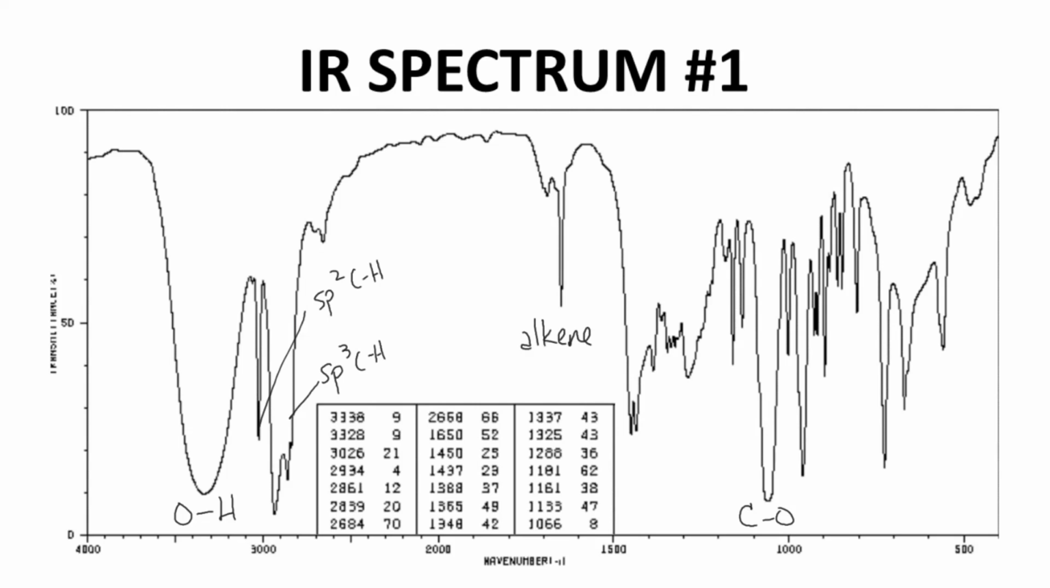What is the structure of this molecule? It is cyclohex-2-enol. The main functional groups are the alcohol and alkene, and we could identify both of them in the IR spectrum.